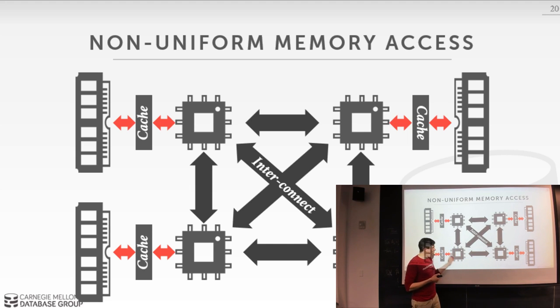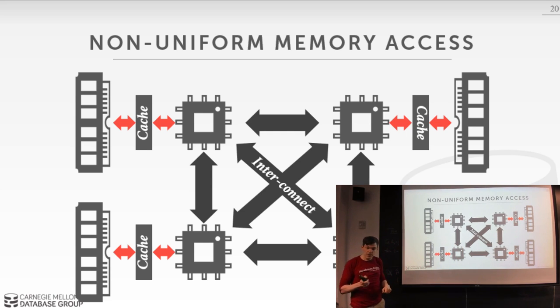Any time you need to read data that's stored at another socket's DRAM or memory bank, you go over what's called the interconnect to send a message to that socket, and the socket says, oh, you need this piece of memory, let me go get it for you, and then transfers it over. Again, this is really low latency, really fast, but the relative difference in performance between going from here to here versus from here to over here can be significant.